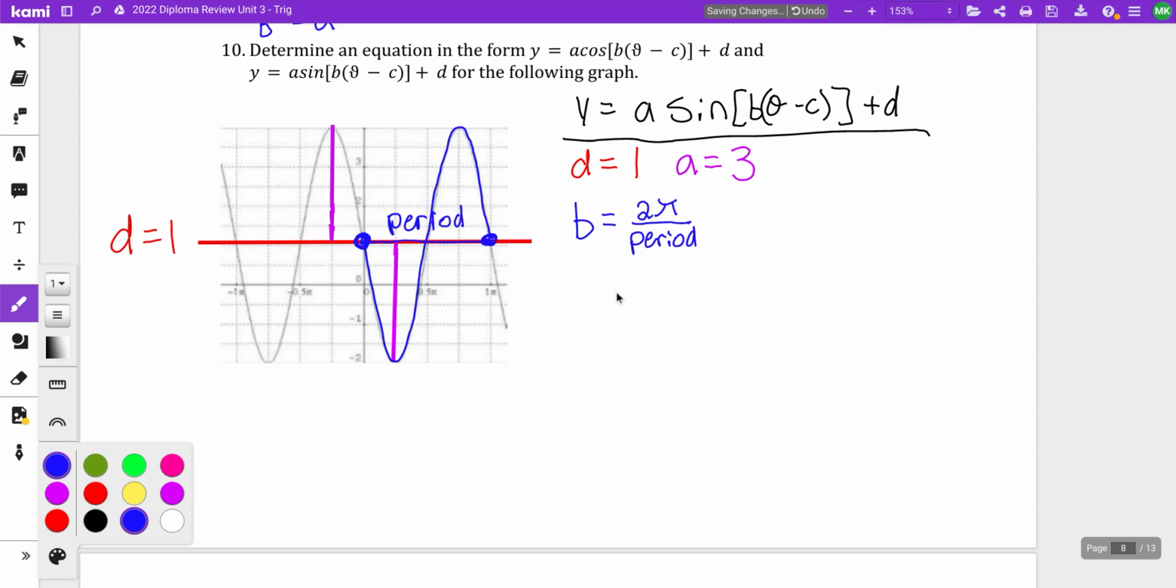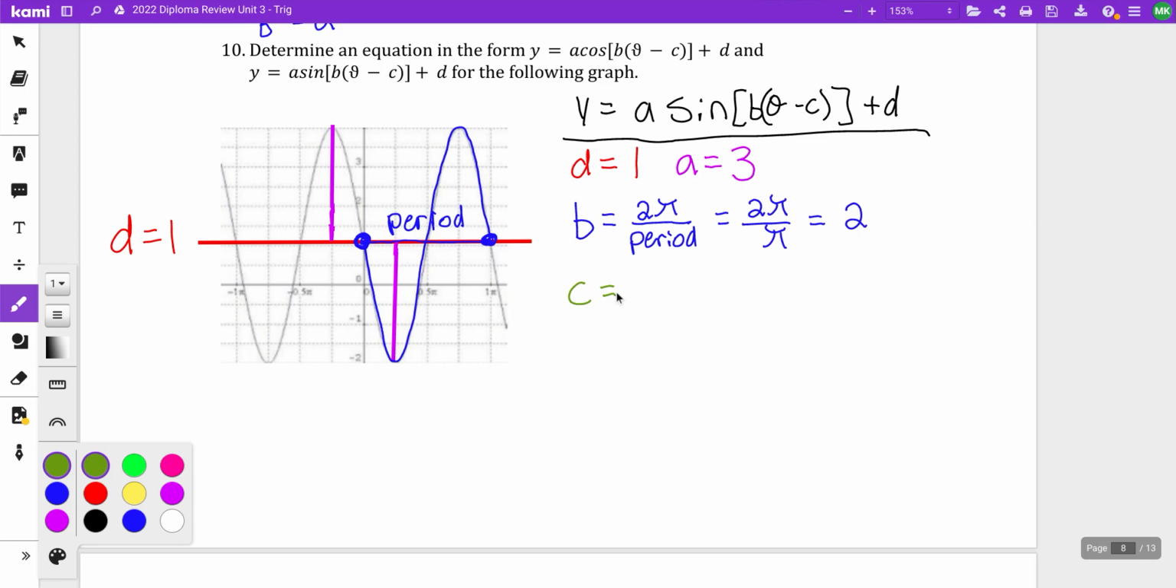My B value is 2 pi divided by pi. It's 2. For the record, A, B, and D are the same for cosine. They're the exact same. The only thing that's different is your C value. It's how this thing has been shifted. Perfect. To figure out how it's been shifted, you have to remember what your mother function looked like.